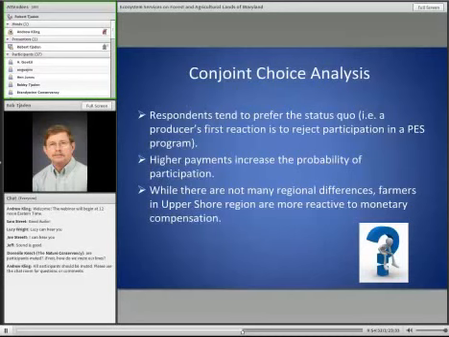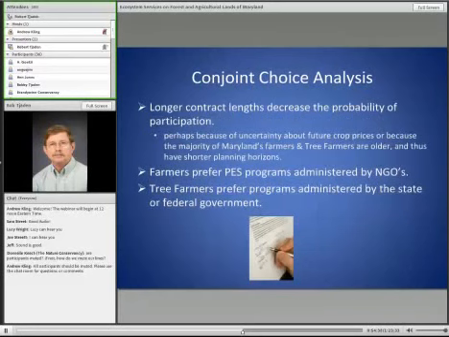And we wondered, no big surprise to those of us that work with the agricultural and forest landowners, but this documents that you really need to have shorter contract lengths, particularly in our scenarios where we were looking at 30 years. And a lot of these could really be dealing with the uncertainty of future crop prices, or because the majority of the Maryland farmers and tree farmers are older, and thus they have shorter planning horizons. You know, that's what we could speculate on.